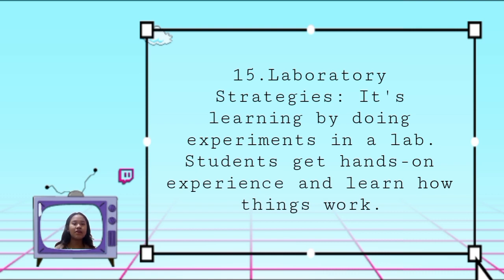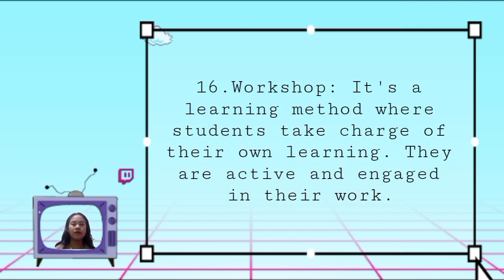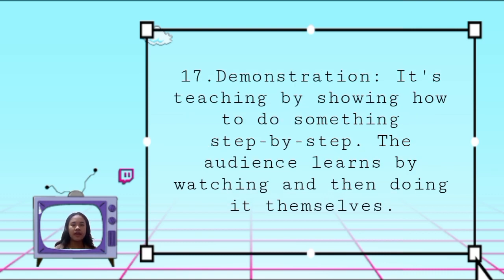Next is the laboratory strategies. It's learning by doing experiments in a lab. Students get hands-on experience and learn how things work. Next is the workshop. It's a learning method where students take charge of their own learning. They are active and engaged in their work. Next is the demonstration. It's teaching by showing how to do something step by step. The audience learns by watching and then doing it themselves.